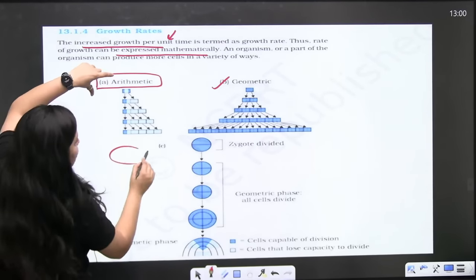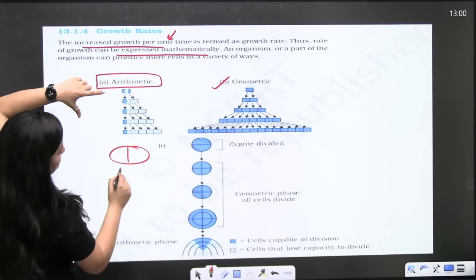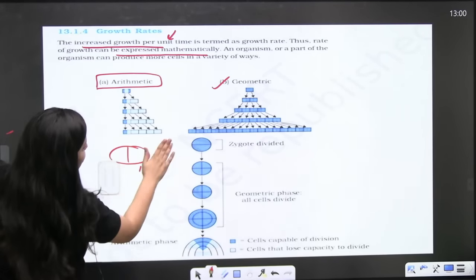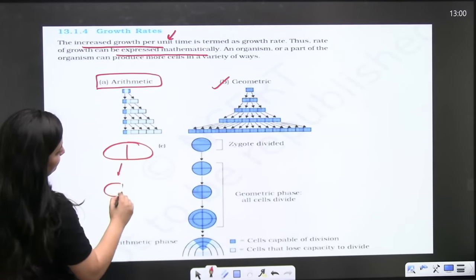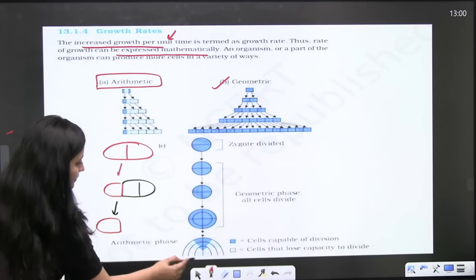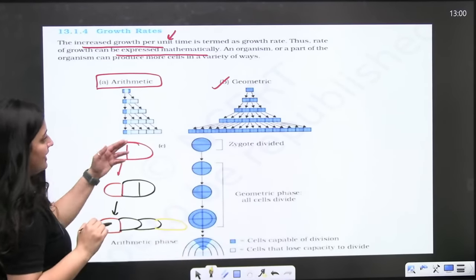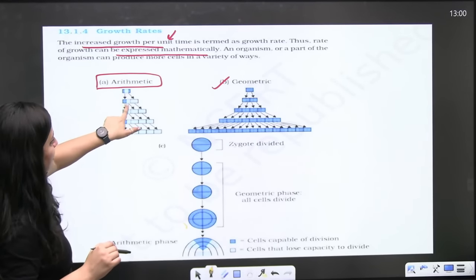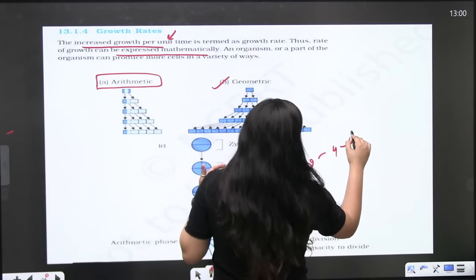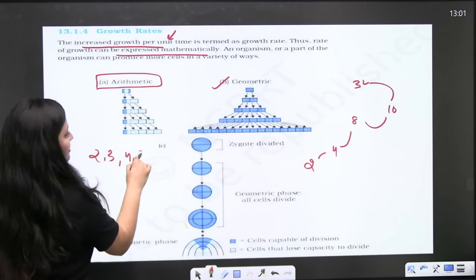In arithmetic, see here, one cell is dividing. When will the division occur? Let's see, there is one cell and now it is dividing. Out of that, one part will remain as such and the other cell will divide into two. One cell will remain like that only, another one will divide, so one extra will be added. And in the next part, one more will be added, so like this. So you can say that only one cell will increase, like 2, then 3, then 4, then 5, like this, arithmetic. In geometric, it will be from 2 to 4, 4 to 8, 8 to 16, 16 to 32. This is the geometric rate. But here it is 2, then 3, then 4, then 5.